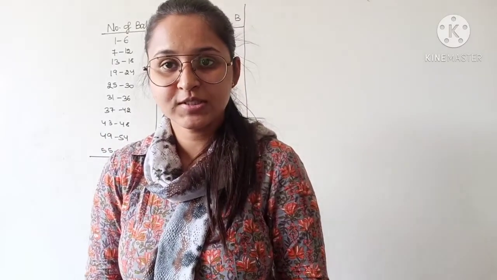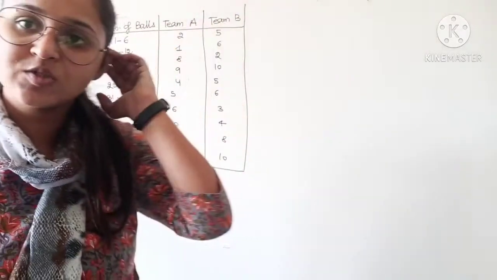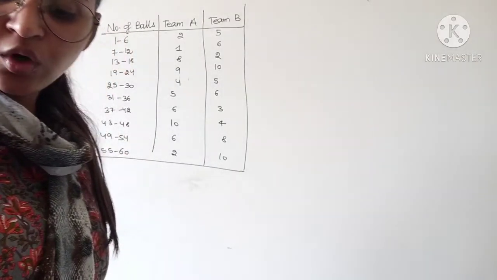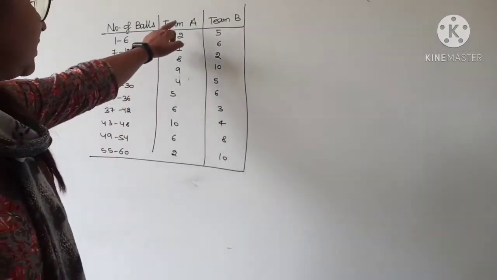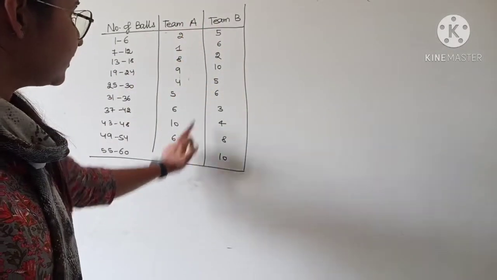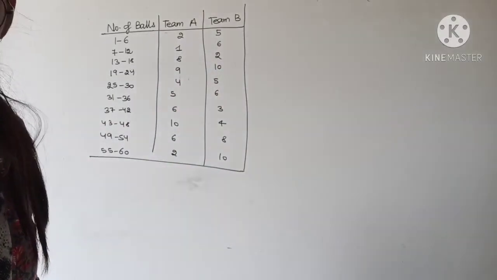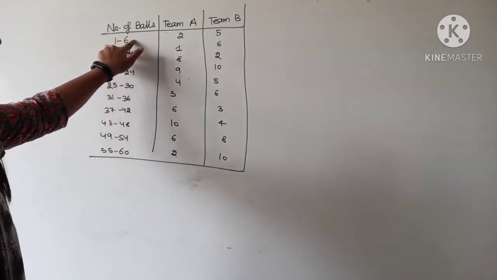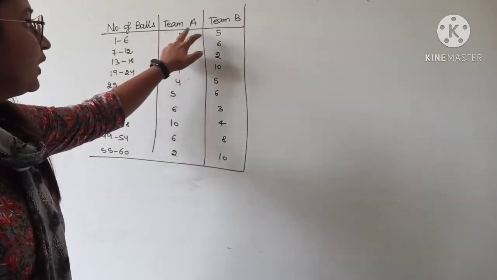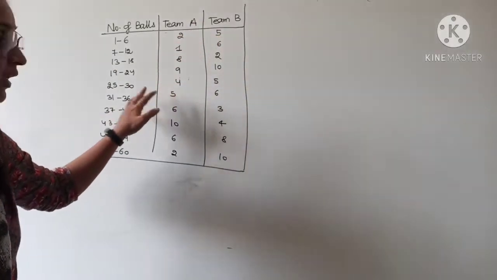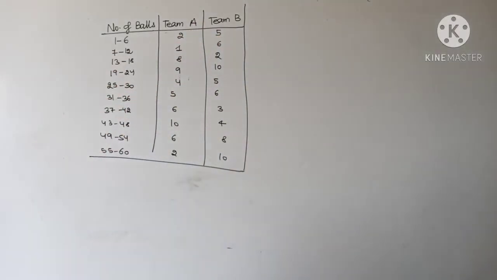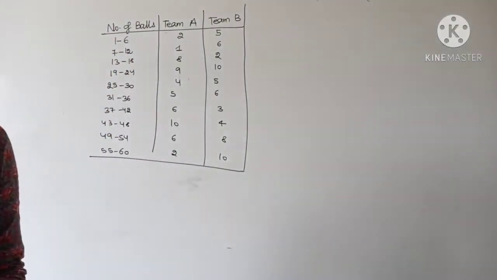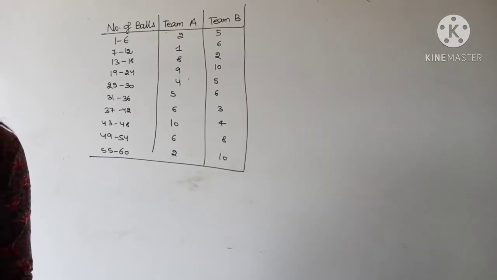Now, let's do question 7 of exercise 14.3 that is based upon frequency polygon. I am reading the statement. The runs scored by two teams, team A and team B, on the first 60 balls. Number of balls are 1 to 6. Then team A scores 2 runs and team B scores 5 runs, and similarly for other number of balls. Now, the table is provided. Represent the data of both the teams on the same graph by a frequency polygon.